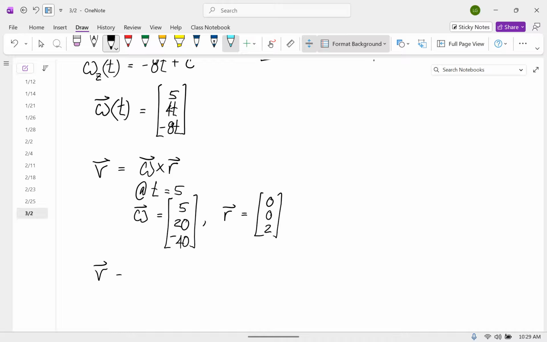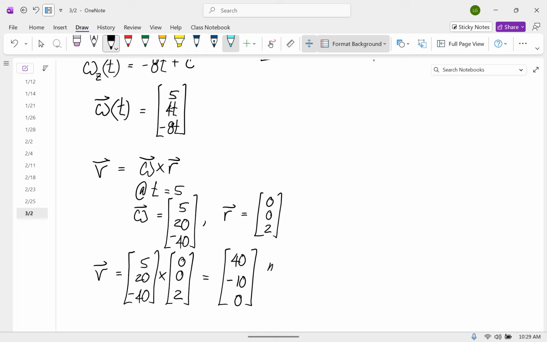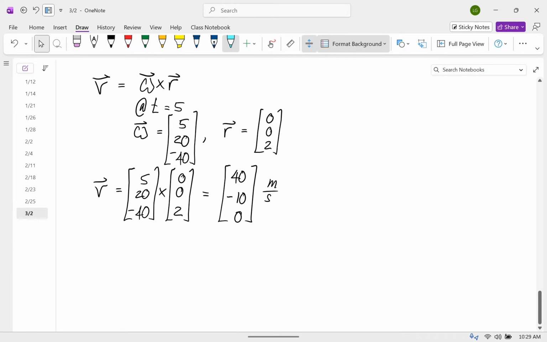And so the velocity vector is 5, 20, negative 40, crossed with 0, 0, 2. So that is 40, and then negative 10, and then 0. Any questions about that part? And this is also omega cross r, so we can use this in the next part when we calculate the acceleration.